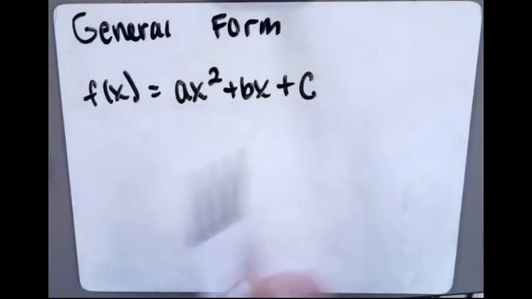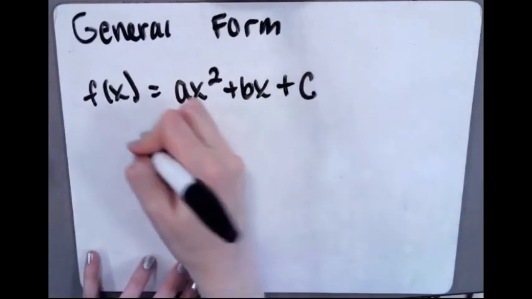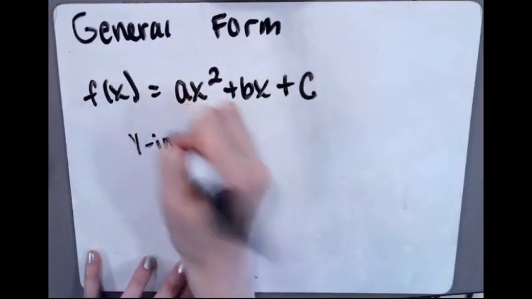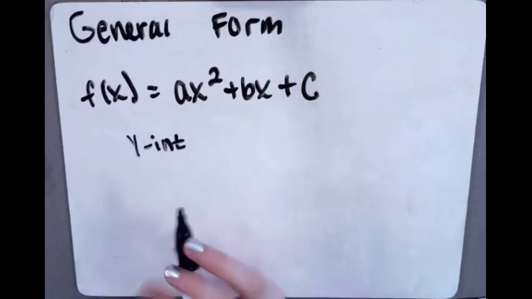And the a, b, and c would get filled in with numbers to make a specific equation for a quadratic function. A key feature of the graph that we can see from general form is the y-intercept. The y-intercept is whatever number this c is at the end here.